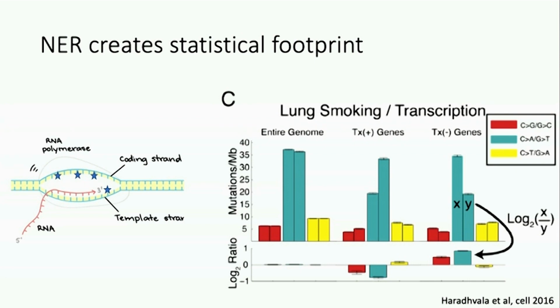Returning back, usually a difference between the mutation rate on two DNA strands, where one of them is replicated and the other one not, usually means that these mutations are associated with bulky lesions.